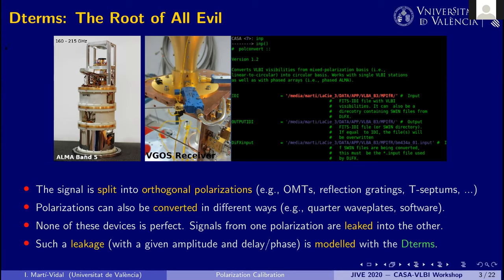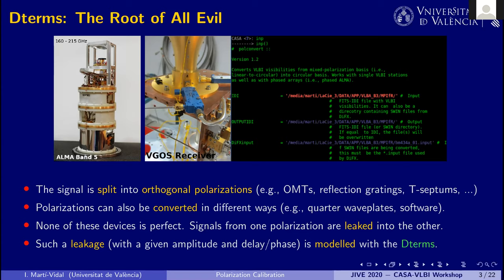The point is that none of these technologies, none of these devices is perfect. So signals from one polarization are usually leaked into the other. By leaking, I mean that the right circular polarization that you record in your backend is not pure right. It has a little bit of left circular polarization and the other way around. And this leaked signal has a given amplitude and also a given phase. Because if you have a feedback in your backend, for instance, then the signal that is being leaked from one polarization to the other has some delay, which you see as a phase.